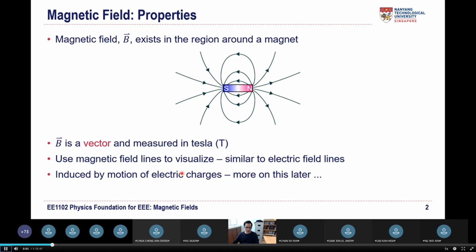How is the magnetic field induced? That is going to be the second part of today's summary lecture, which is the sources of magnetic field. But just in short summary, it is created by the motion of electric charges. So if you have a moving charge, that will also create a magnetic field. And we'll talk about that more later today.